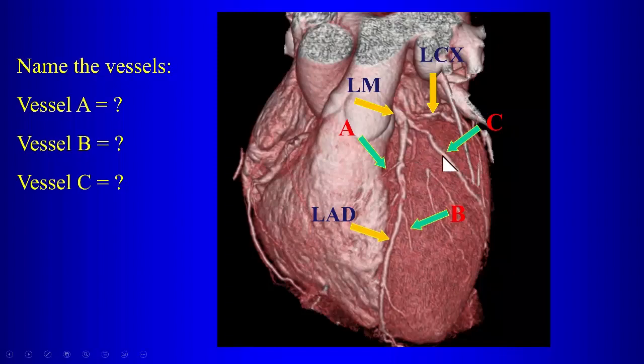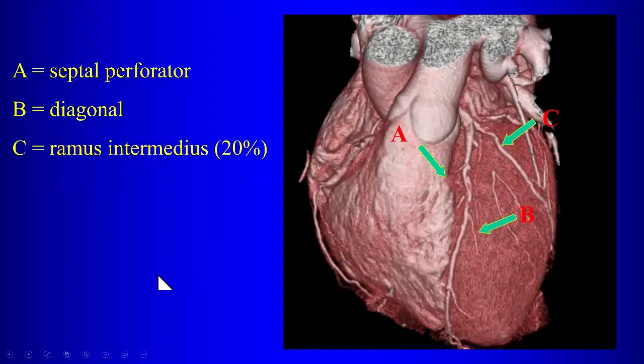What is vessel C? Ramus? Yes, that's a ramus intermedius. Notice here that there's a trifurcation of the left main, and this is a common variant, that there can be a trifurcation of the left main with the circumflex, LAD and ramus intermedius, okay? And in about 20% of cases, you can have a trifurcation with the ramus intermedius.